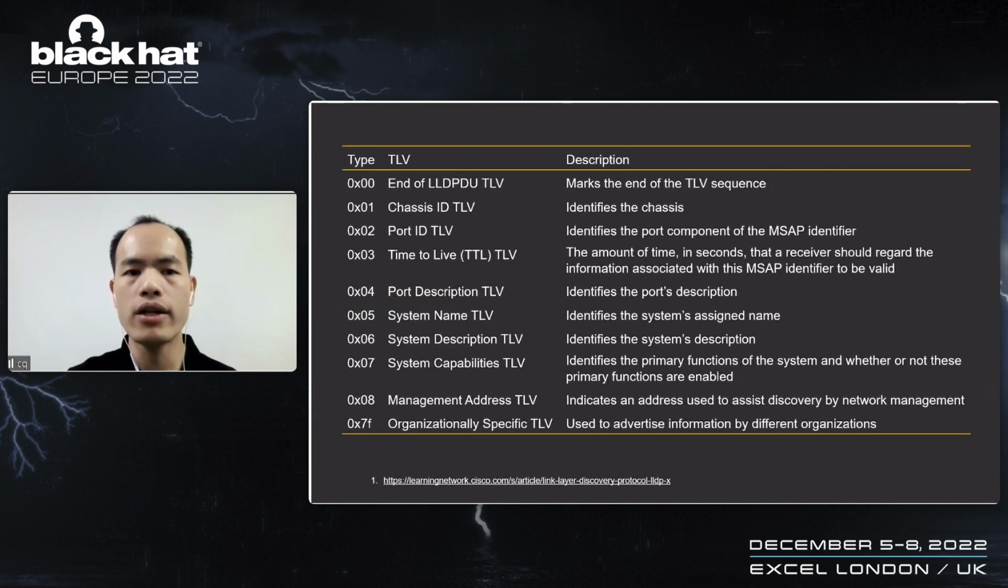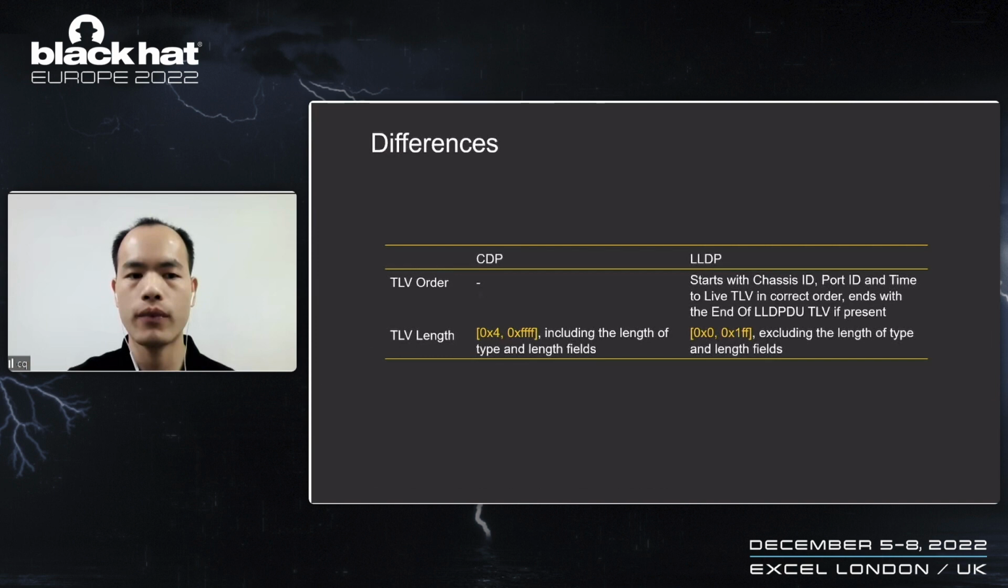Similarly, some commonly used TLVs are listed as follows, such as the chassis ID TLV, which indicates the chassis. The management address TLV indicates the address used to assist discovery by network management. At the end of part 2, the differences between these two protocols are discussed.